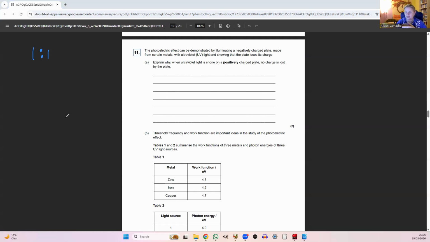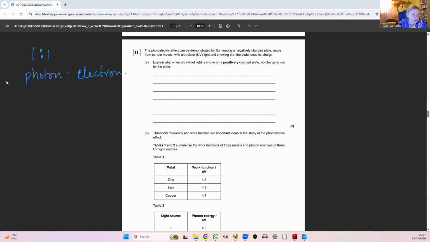One photon for one electron. Yes, okay. So one photon can only interact with one electron, okay? So one photon interacts with one electron. Okay, so now let's have a little look at this question. Let's do our ninja question analysis.